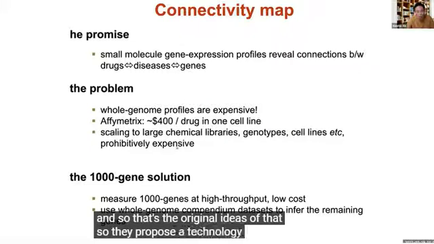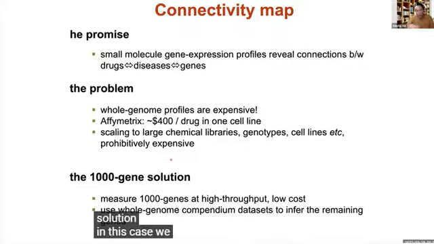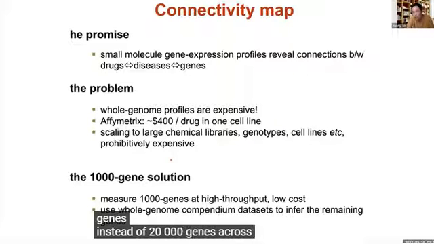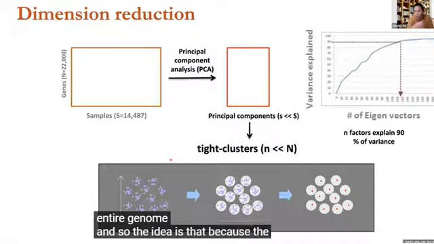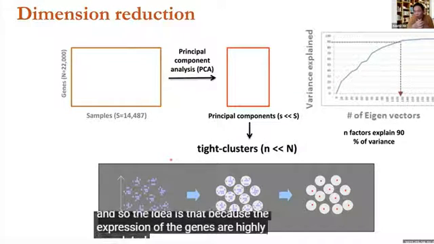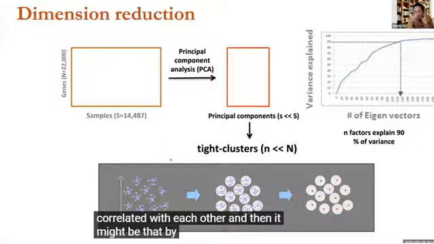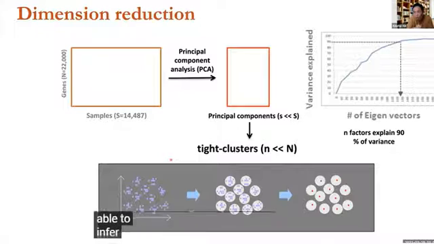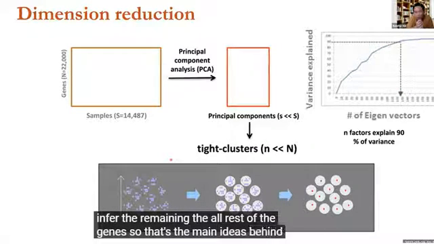So they proposed a technology platform based on this 1,000-gene solution. In this case, we only profile 1,000 genes instead of the 20,000 genes across the entire genome. The idea is that because the expression of the genes is highly correlated with each other, by profiling these 1,000 genes you may be able to infer all the rest of the genes. That's the main idea behind it.